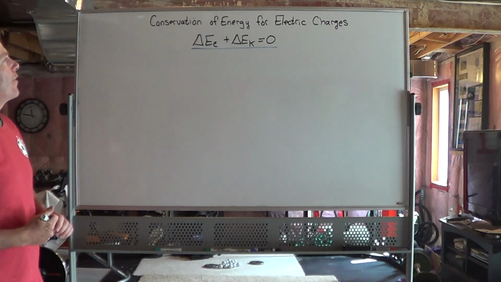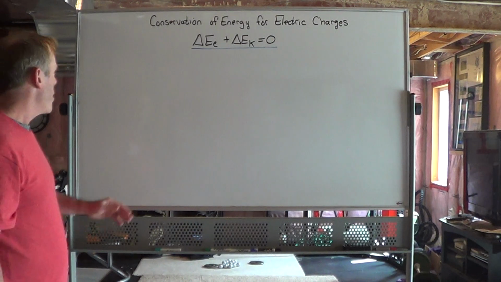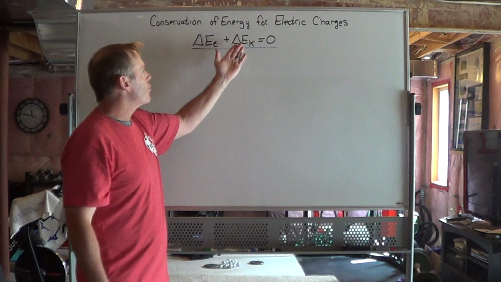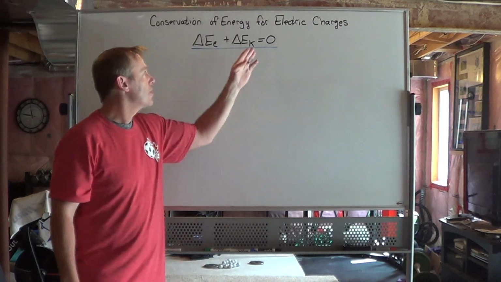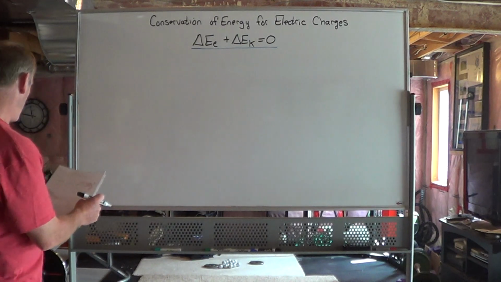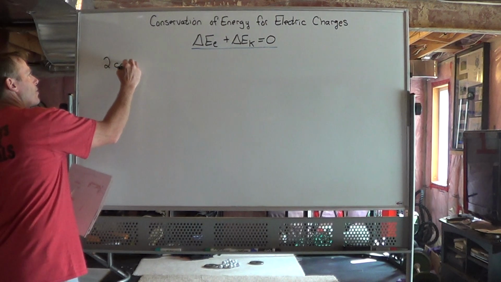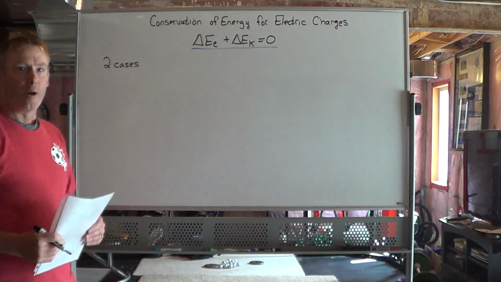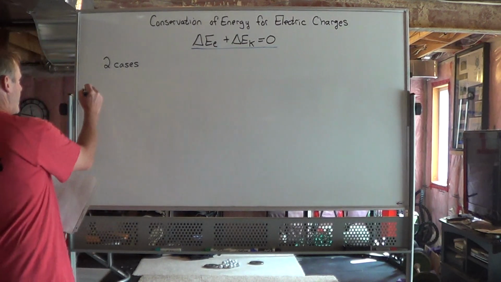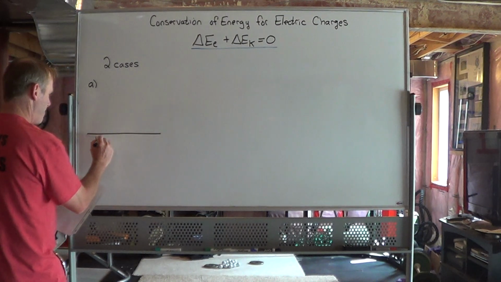which is the conservation of energy of electric charges. Where again, the change in our electric potential energy plus the change in our kinetic energy is equal to zero. And here's what I mean by that. Because there are always two cases with electric charges, we could have a positive and a positive, or a positive and a negative. And the first case is, again, we have our positive plate down here.